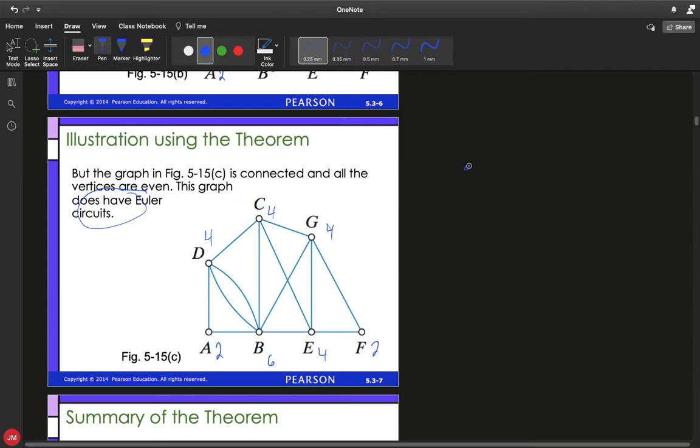Think about how nice that would have been with our bridges of Königsberg example. Just a reminder, our bridges of Königsberg, we talked about the graph would have looked something kind of like this.